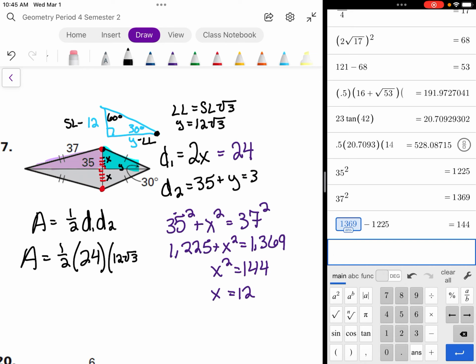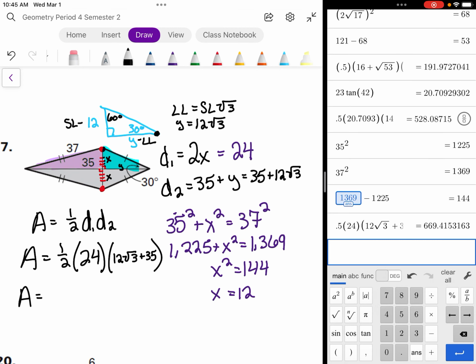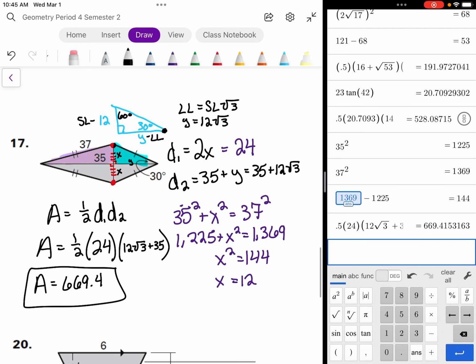And remember, that's not the full length of our diagonal. We have to add that to 35 to get that full length. Once we have that information, we're just going to plug it into our equation and type it into our calculator. And remember, you want to type it the exact same way that you see it so that you are getting the right answer. Because we want to make sure we're adding 12 square roots of 3 and 35 together. And that gives us our answer about 669.4 units squared for our answer.